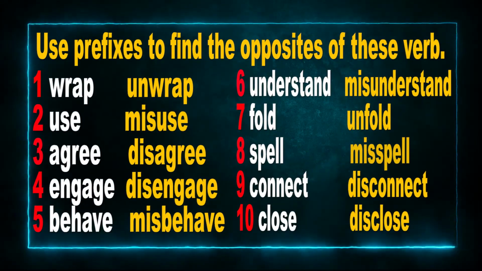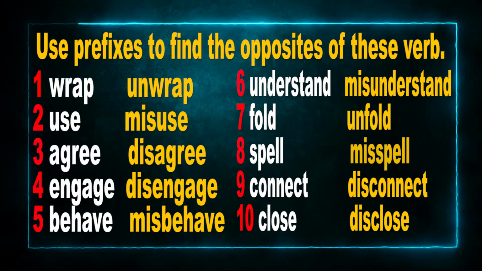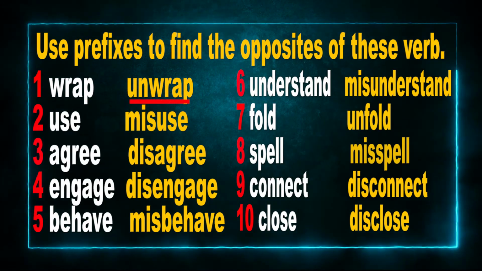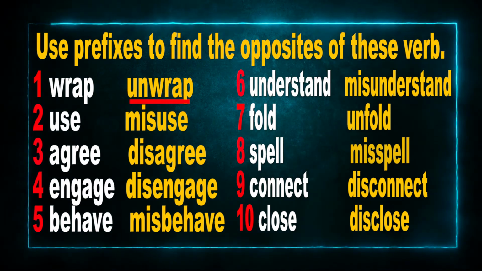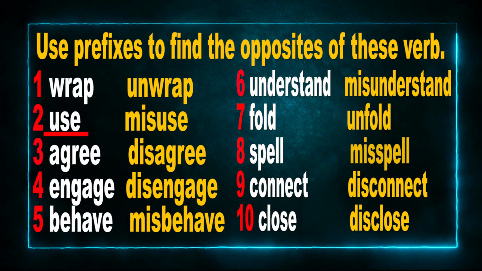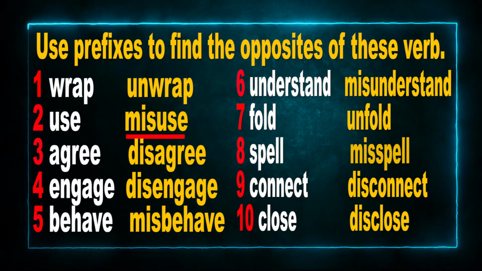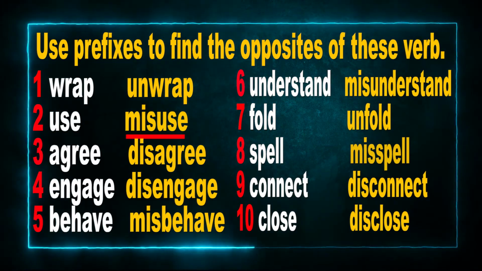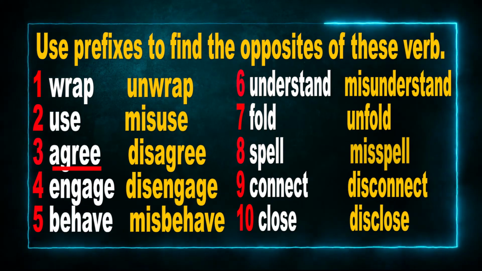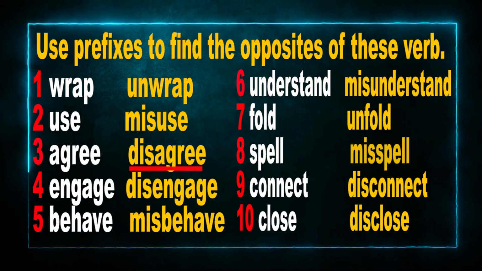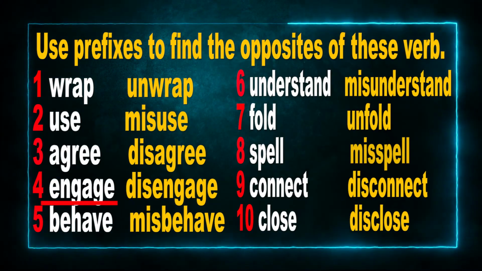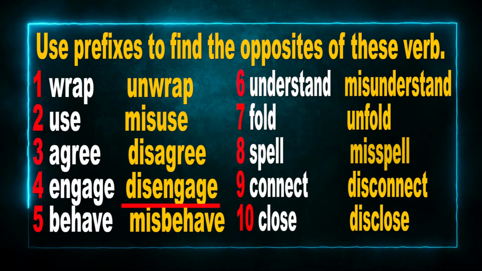Let's go through those answers. Number 1, wrap. The opposite would be unwrap. Number 2, the word is use. The opposite of use would be misuse. At number 3, your verb was agree. I'm sure you have as the opposite disagree. 4, engage. The opposite, disengage.